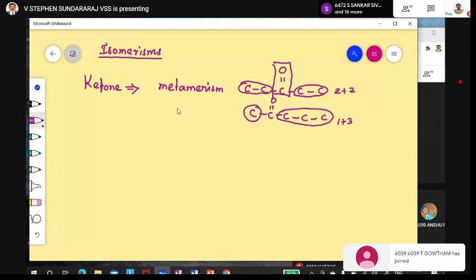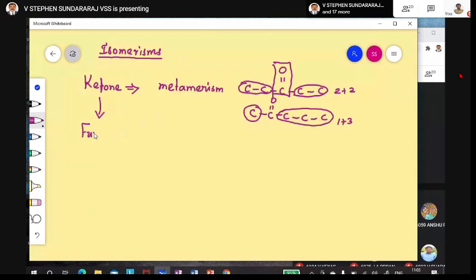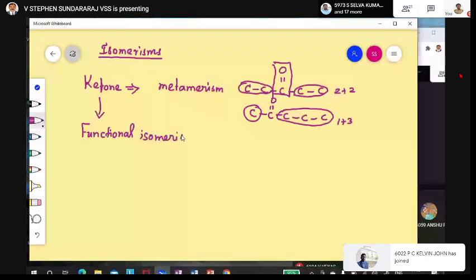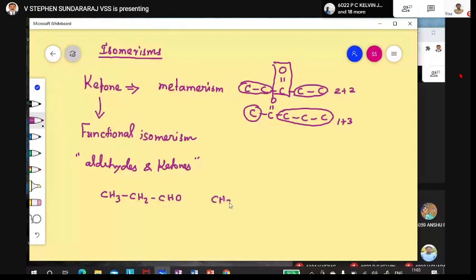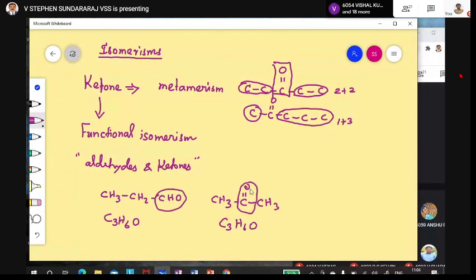Aldehydes and ketones together will show functional isomerism. What is that? In functional isomerism, the functional group will be different. So just note down: aldehydes and ketones will undergo functional isomerism. Write one formula, CH3CH2CHO, and now CH3COCH3. Here C3H6O, and here also C3H6O. The functional group here is aldehyde, and here the functional group is ketone. So functional isomerism is shown by aldehydes and ketones.